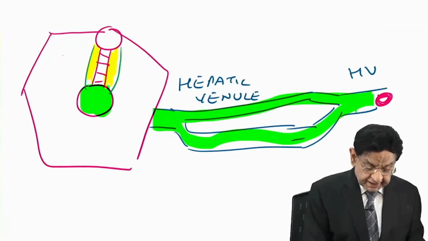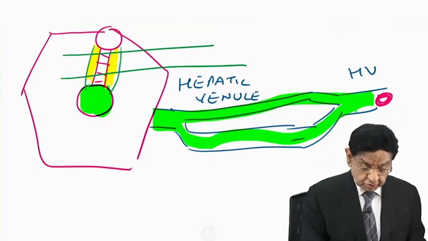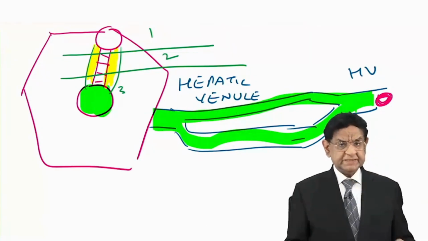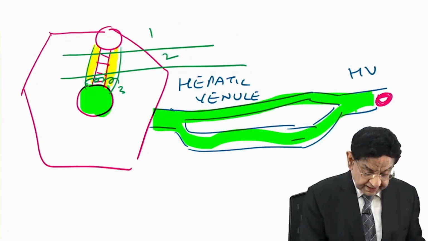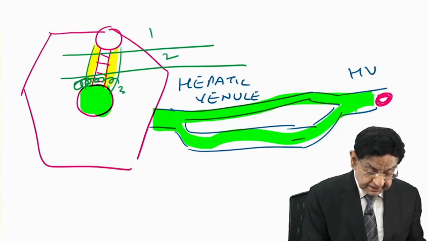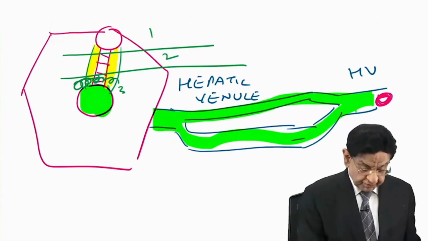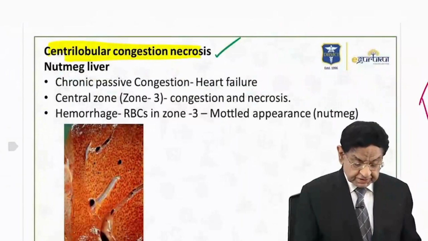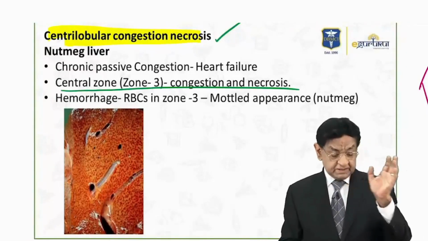As the congestion occurs in the central vein, first of all there will be necrosis. Of course, we divide the liver into three zones. This I discussed in the histology: zone 1, zone 2, zone 3. Zone 3 lies around the central vein. So these cells near the central vein start getting dead, they get necrosed. What we call centrilobular necrosis. So central zone congestion and necrosis occur.